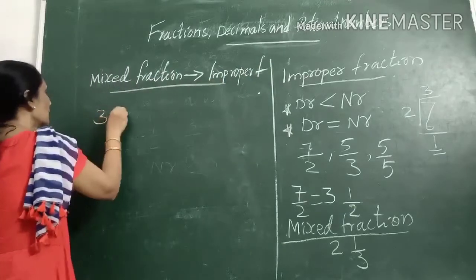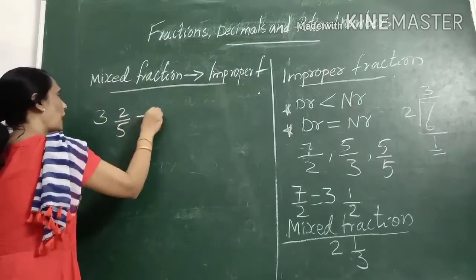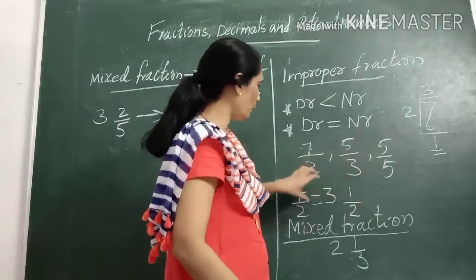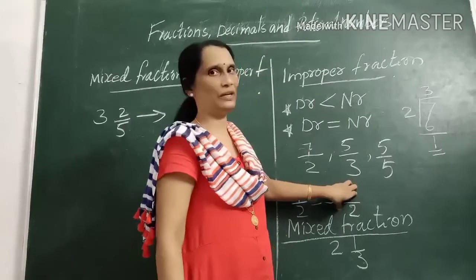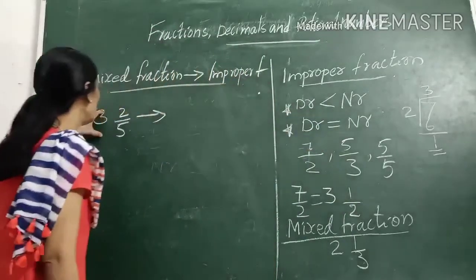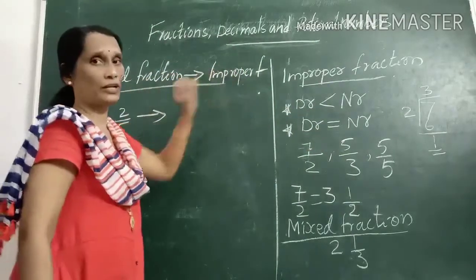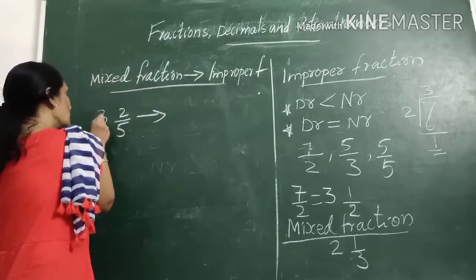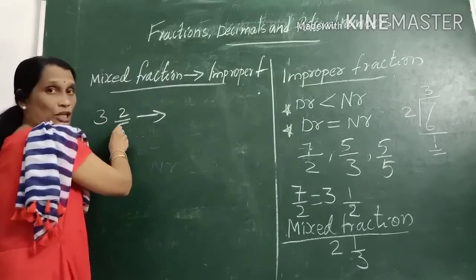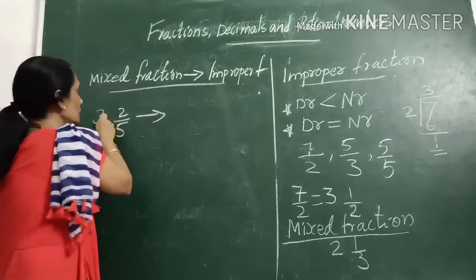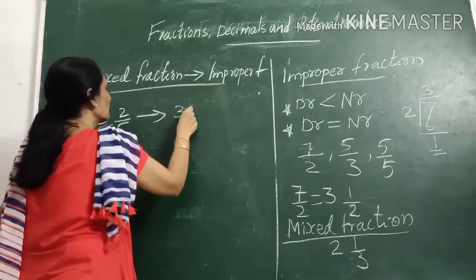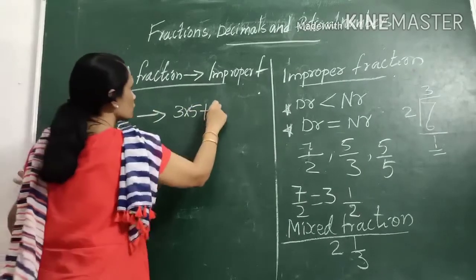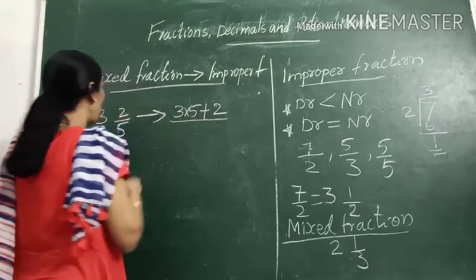Suppose 3 2 by 5. We have to change it into an improper fraction. Already we learned how to change an improper fraction to a mixed fraction, so now we reverse it. How will we do it? First multiply the whole number with the denominator of the proper fraction. So 3 into 5. Add the numerator to that, plus 2, and divide it by the denominator.